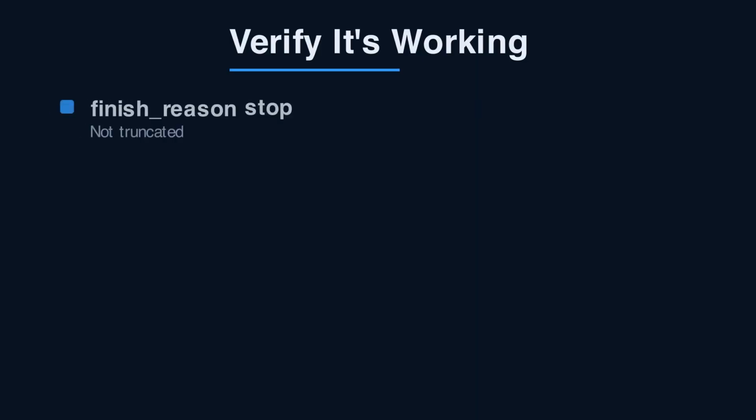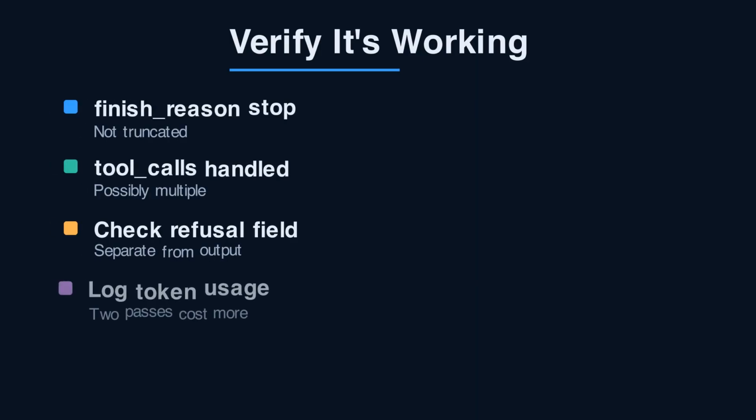Before you trust this in production, check a few things. First, confirm finish reason is stop, not length. On the final call, a truncated response can still be valid JSON but missing data. Second, when the model wants a tool, finish reason is tool_calls, and you should handle the case where it requests multiple calls.